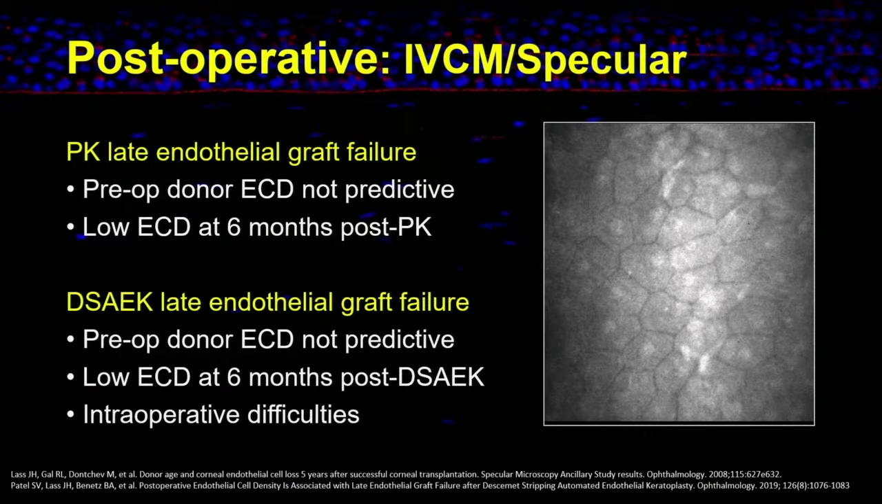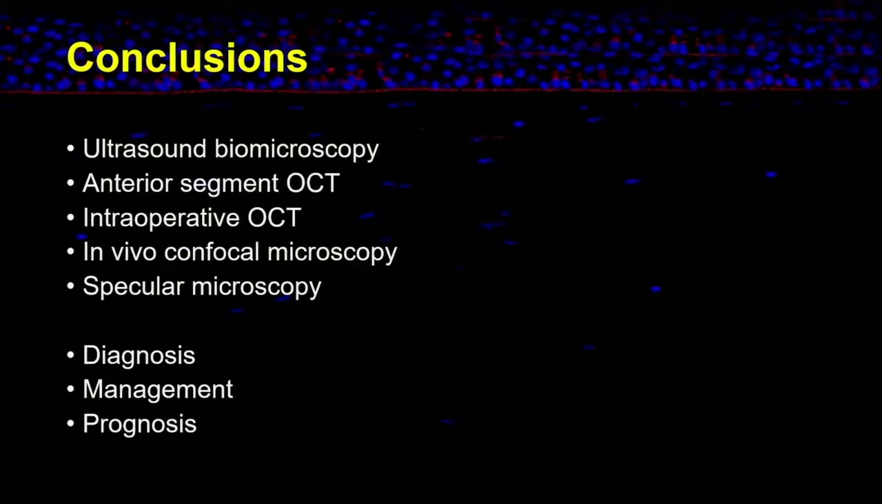And the important factor for both these procedures is that if you see a low endothelial cell density, and by that I mean less than 1,200 cells per millimetre squared at the 6-month post-operative time point, those patients tend to be at greater risk of getting late endothelial graft failure. So imaging at 6 months post-operative is useful for giving a prognosis.